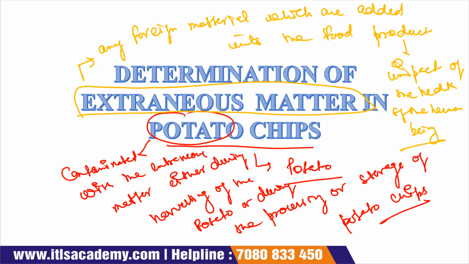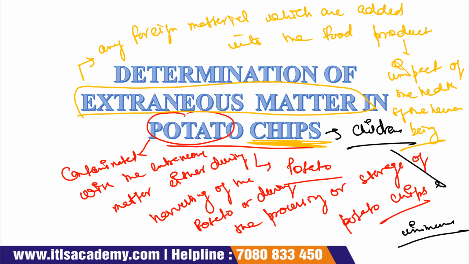And why are we using potato chips? Because potato chips are consumed mainly by children, and children have a weak immune system. If someone has a weak immune system, like children, older people, or a pregnant lady, then foreign material attacks their body very easily. That's why it is very important that we determine the extraneous matter present in potato chips.